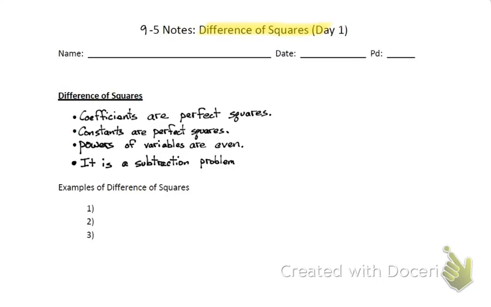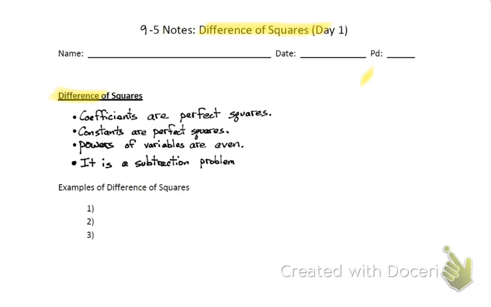Okay, so some rules for difference of squares is that the coefficients are perfect squares, the constants are perfect squares, the powers of the variables are even, and that it is a subtraction problem. Again, it has to be a subtraction problem for difference of perfect squares. So I think really the first thing we need to talk about is what is a perfect square. You need to know your perfect squares.